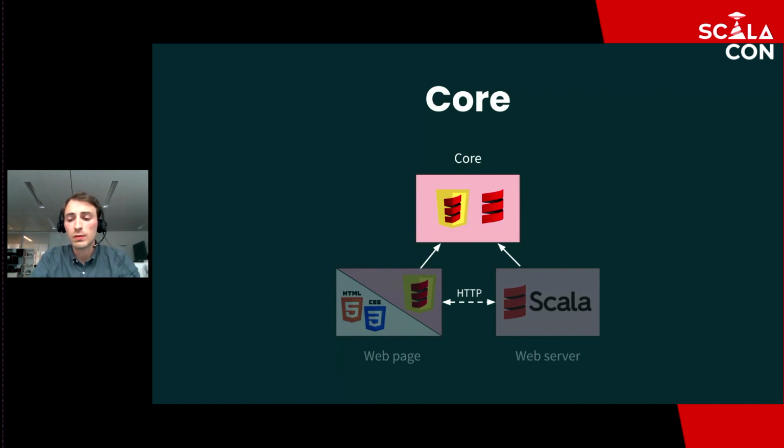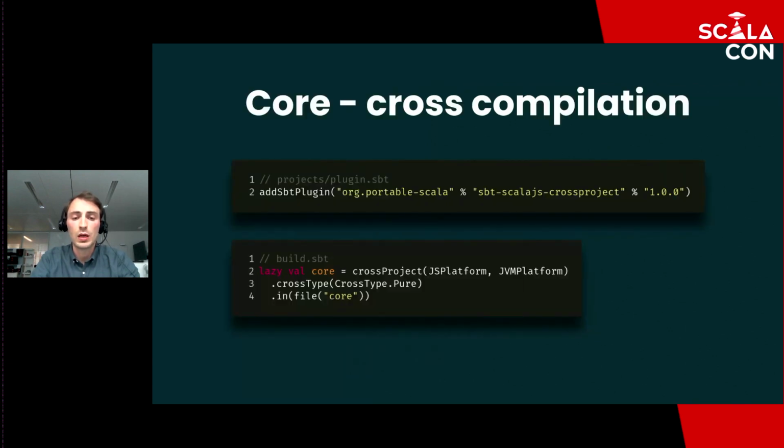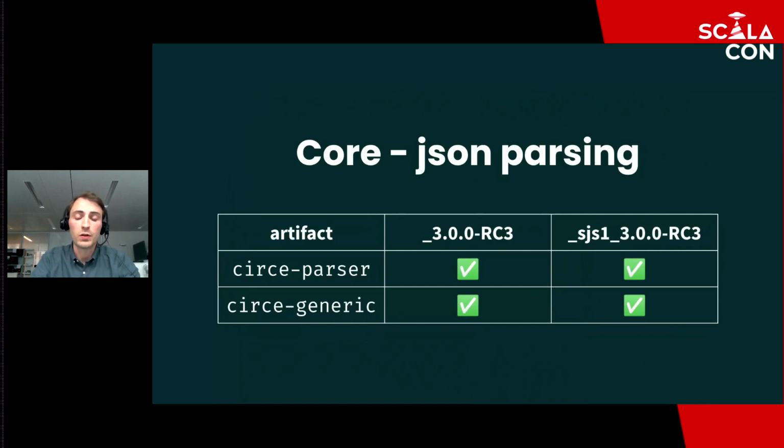For communication in HTTP, we need to format our data objects. And one very common format is the JSON format. So I want to use a JSON library in my little cross project. There are many JSON libraries in the Scala ecosystem. Here I will be using circe for a simple reason, which is that circe is already compiled in Scala 3 and Scala.js.